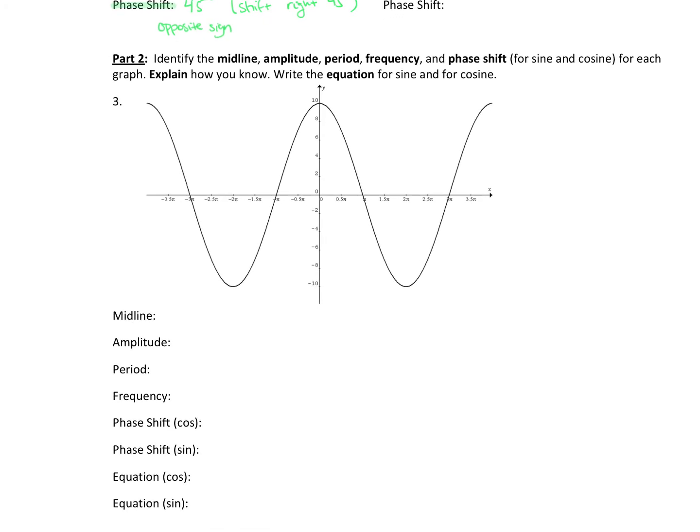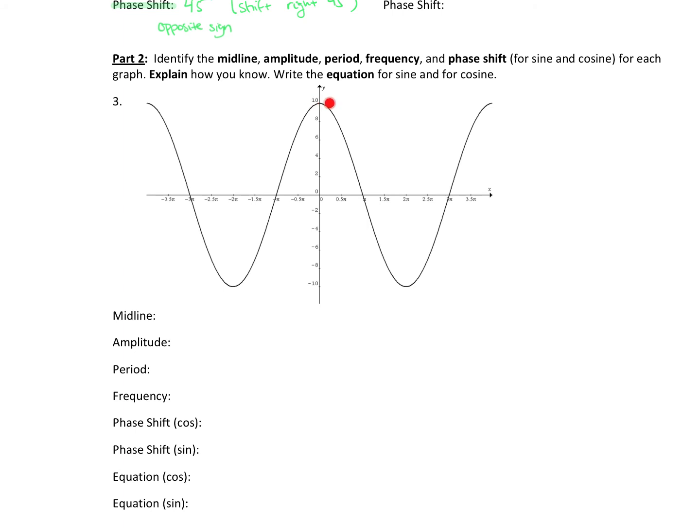So we take a look at the instructions here. It says, identify the midline, amplitude, period, frequency, and phase shift for sine and cosine. So there's a different horizontal shift for each graph, and explain how you know. So first thing, let's take a look at our midline.